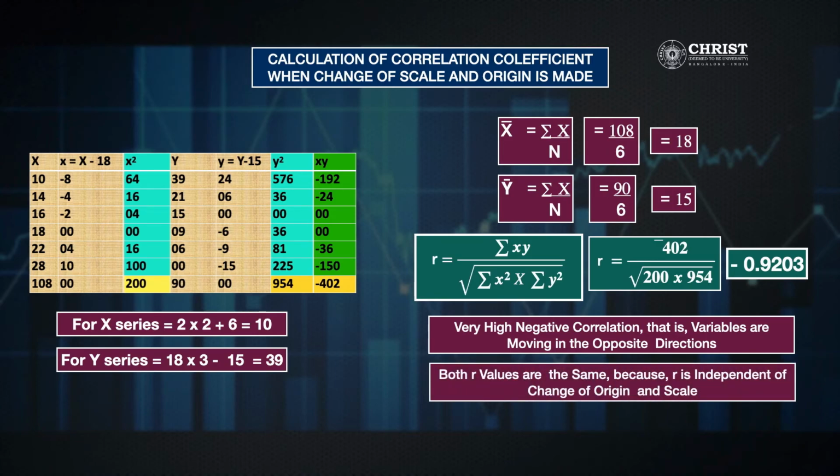That means it is a very high negative correlation. The variables are moving in opposite directions; one variable is increasing, the other is decreasing, or vice versa. Then they ask the reason why the computed values are the same. We can establish that the computed values for the first set and the second set will be the same. The reason is that r is independent of change of origin and scale. So this is what I wanted to explain in this module. Thank you.